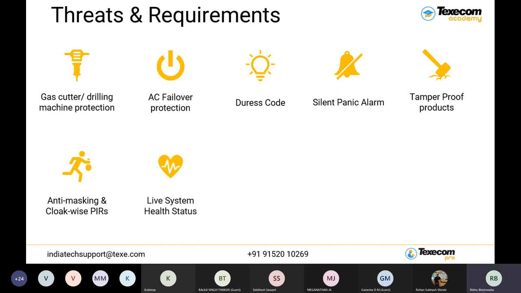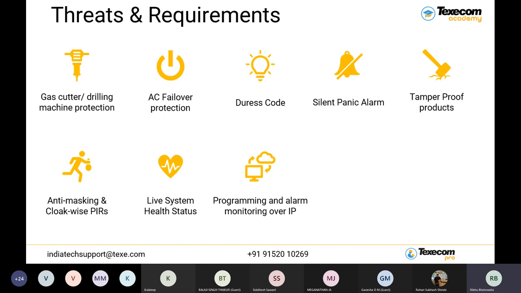Live system health status. The live health status I'm talking about, you can very much see through the CMS software which is integrated with the Texecom system. So this is also very much possible if you have Texecom alarm system panels.